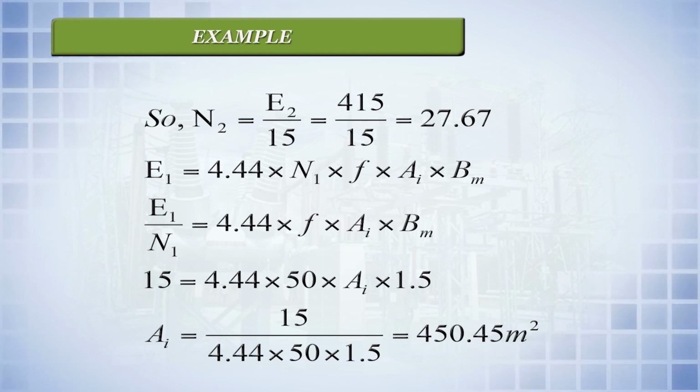After putting all these values, you are able to calculate the value of this Ai, that comes 450.45 square centimeter. So in today's session we discussed the ideal transformer and its EMF equation.